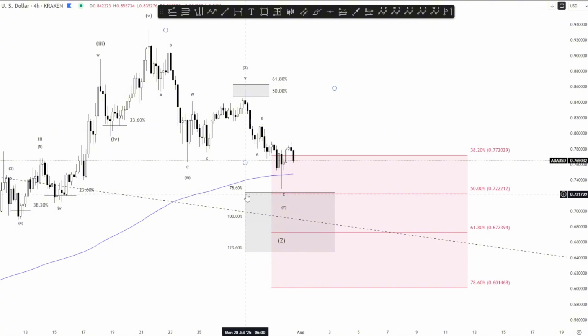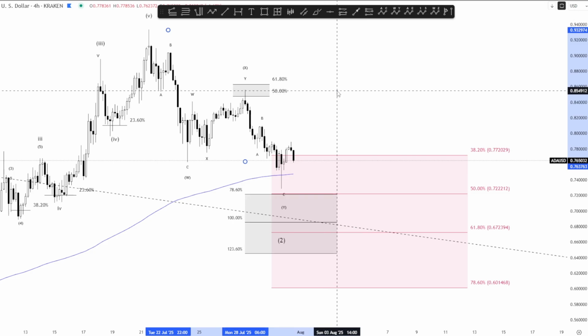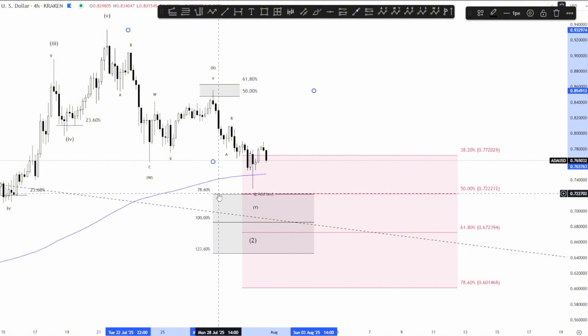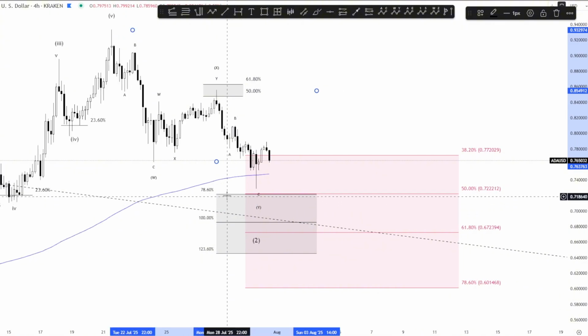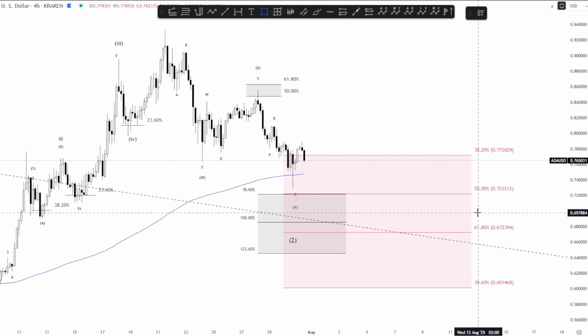So if we measure the extension targets, if we measure it by the wicks, we just bounced off of the 78.6% level. If we measure it by the candle closes, it would be barely above the 100% level. So yeah, we saw a significant bounce here on the 78.6% extension level, which is perfectly in line with the 50% retracement level. So this is a first potential bounce target.